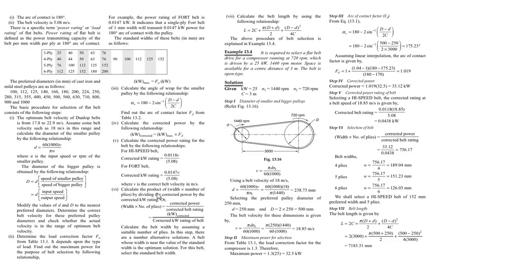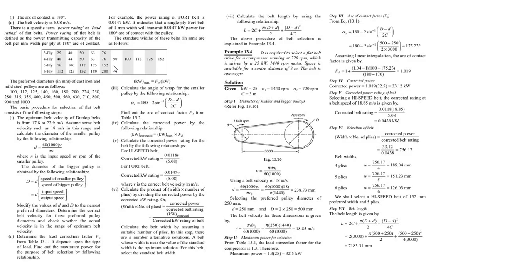Then we are going to calculate the product of width into the number of plies, which is equal to the corrected power upon corrected belt rating. That is Kw corrected upon corrected Kw rating of the belt. Here, in this step, we are going to use alternative solution methods. You can assume the number of plies, or you are directly given the number of plies required for the particular application. Accordingly, you can calculate the widths based on this table.